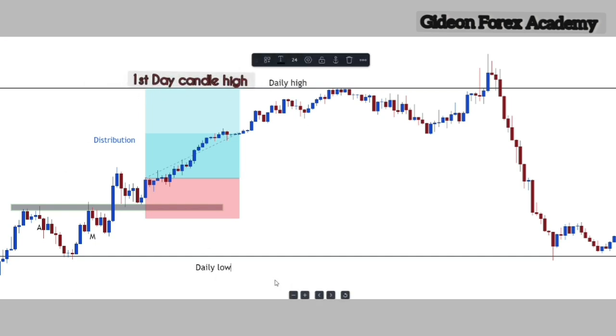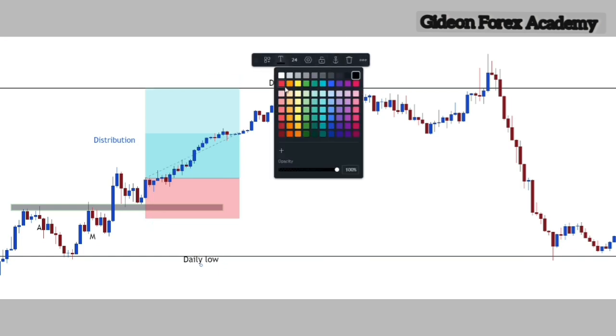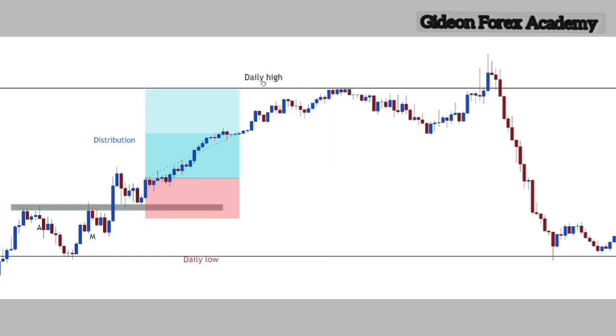Now, the daily low of our first day candle, this is what we are targeting right here. This is in between the first day candle, and we are interested in trading just from this point to there, and then we are out of this trade.